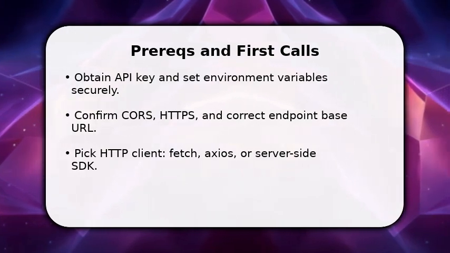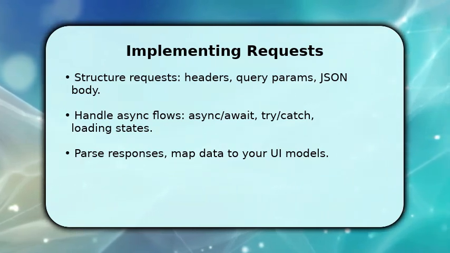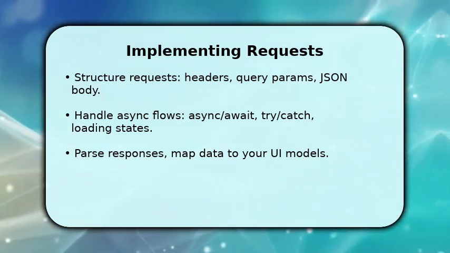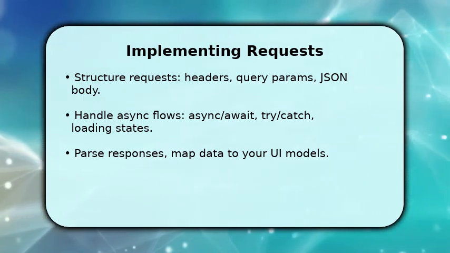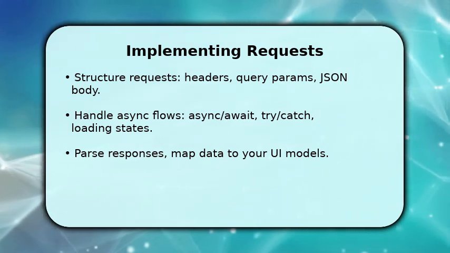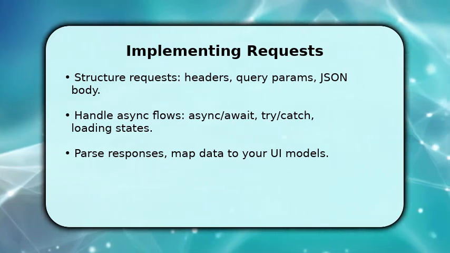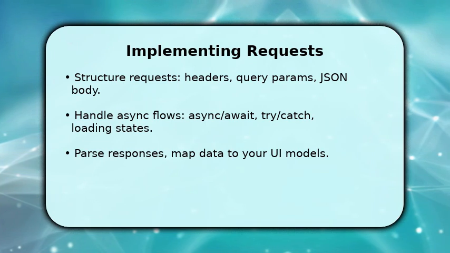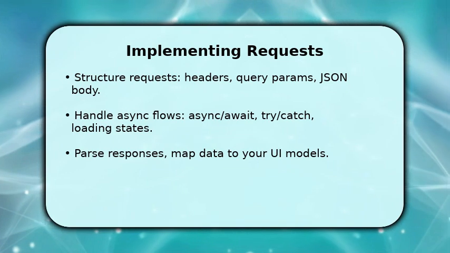You now implement the main request logic and error handling. Use async/await with try/catch to keep code readable and show a loading state while awaiting responses. Make POST requests with a JSON body and correct content type header. Use query parameters for filtering when appropriate. Then parse the response, map fields to your UI model, and update state atomically to avoid flicker. Make sure to debounce rapid requests and retry transient errors with exponential backoff to improve reliability.